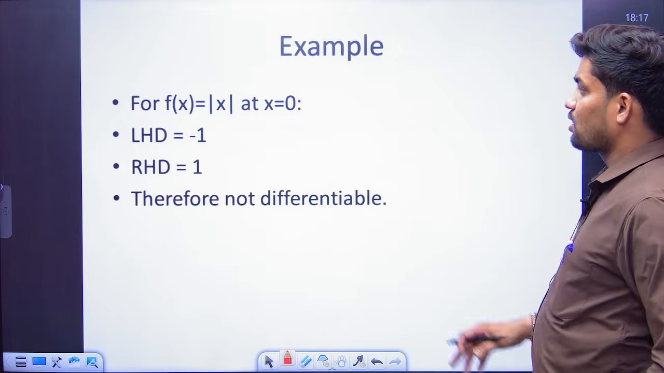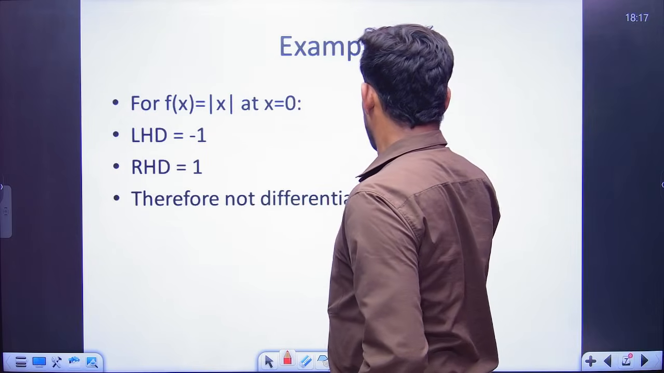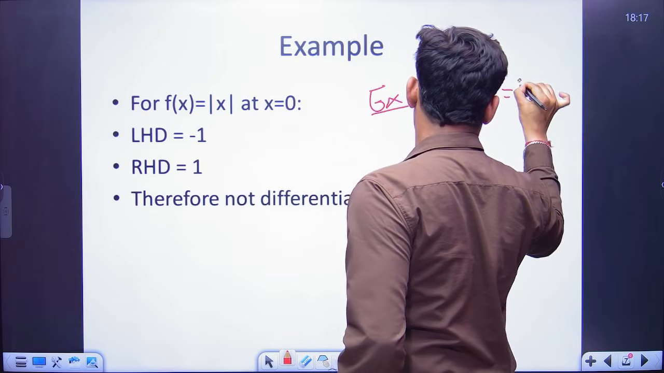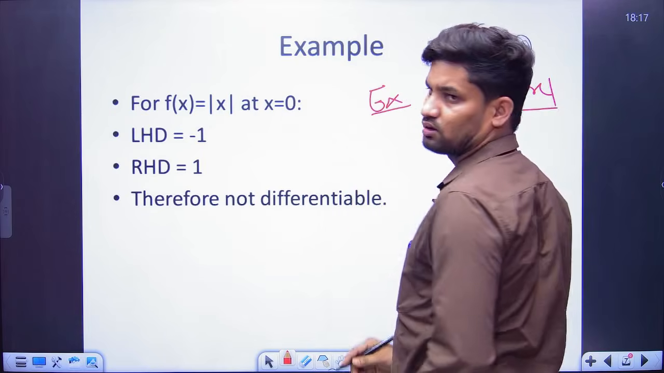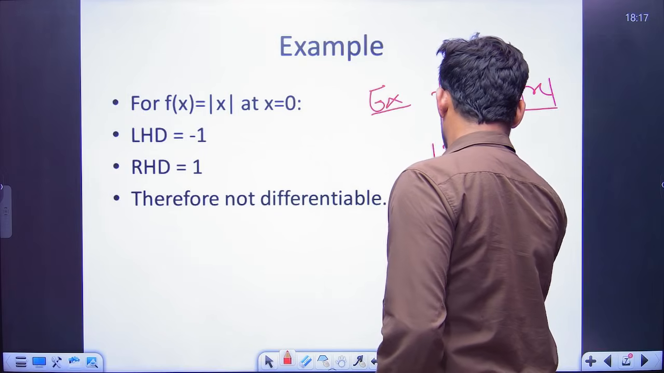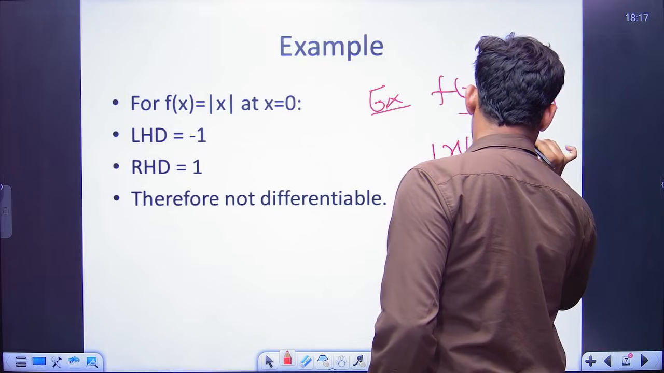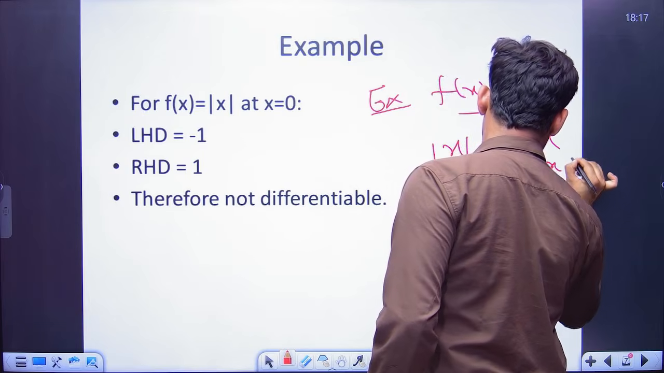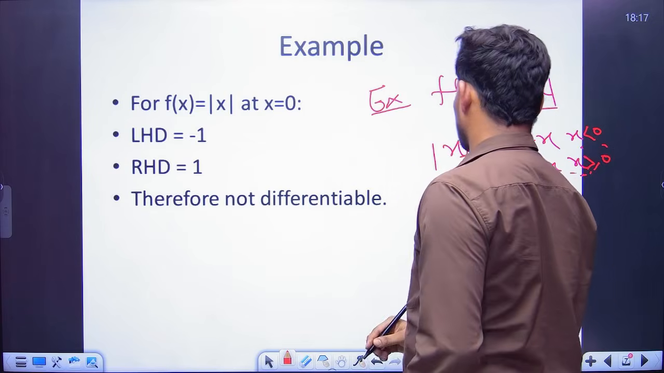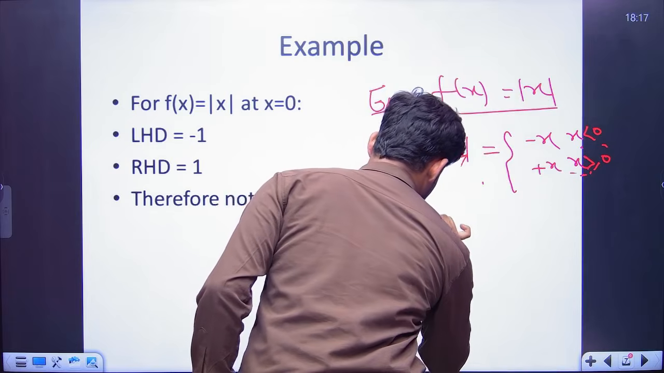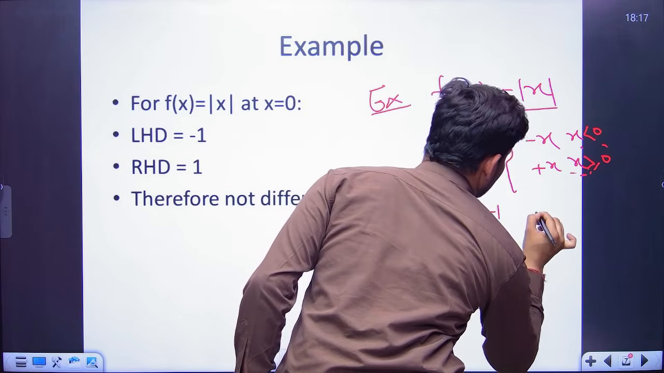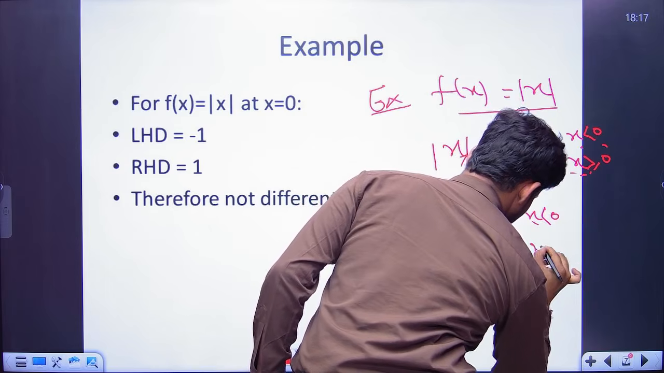Next, we take one example, f(x) equal to mod x. Is it differentiable or not? Mod x equal to minus x when x less than 0, and x when x greater than or equal to 0. F dash x equal to minus 1 and plus 1 for x less than 0 and x greater than 0.